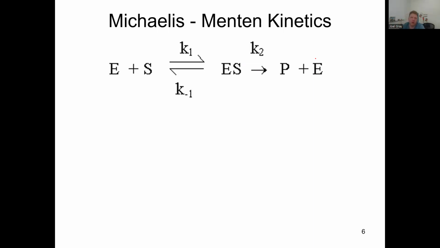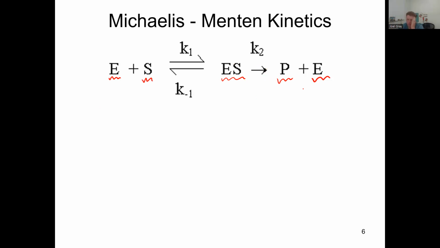They came up with this model that looks like this. We are not simply looking at a substrate being converted to a product. Instead, we are looking at an enzyme reacting with a substrate, forming a transition state or intermediate, which is our enzyme substrate complex. Once that enzyme substrate complex is formed, then we can form our P or our product, and we can release our free enzyme.